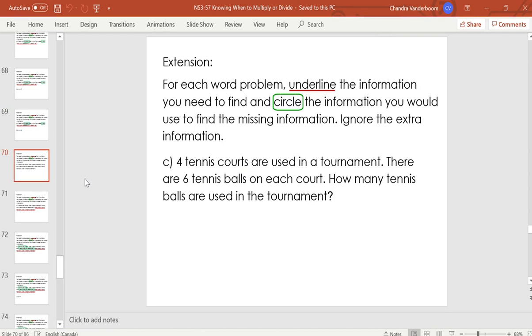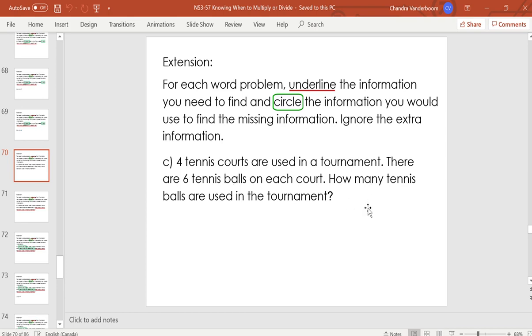How about if we have 4 tennis courts being used in a tournament? There are 6 tennis balls on each court. How many tennis balls are used in a tournament? So I guess this is a little bit of extra information we don't need. All that matters is that 4 tennis courts are being used. It doesn't matter if it's a tournament or not, so we can ignore that part. There are 6 tennis balls on each court. How many tennis balls are used in the tournament?